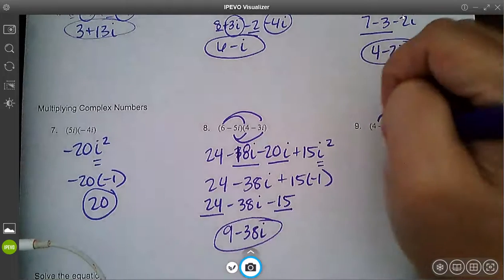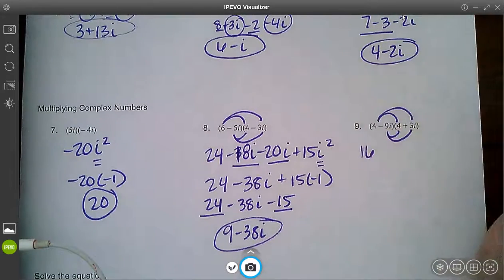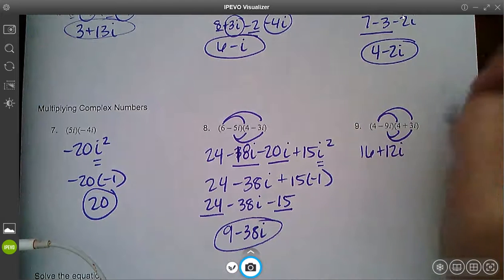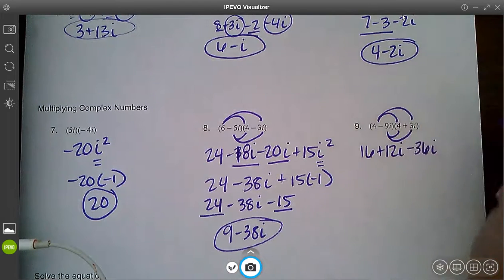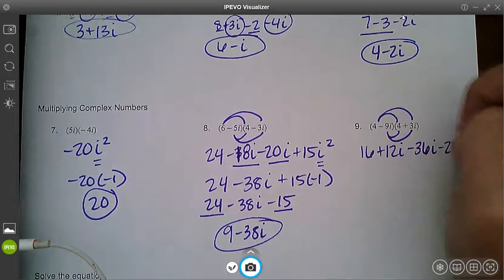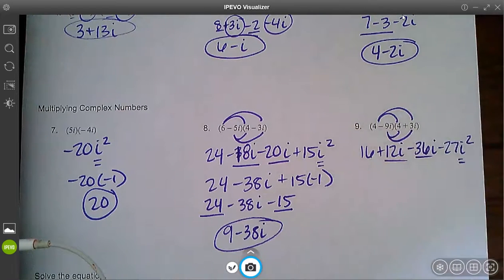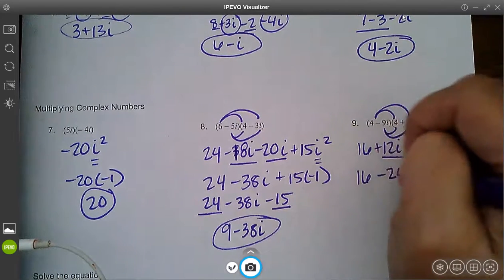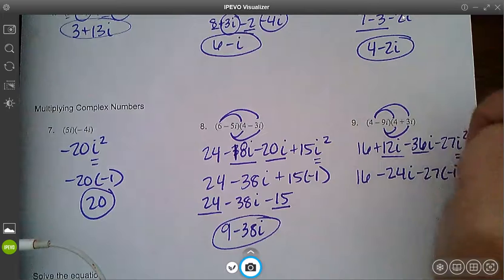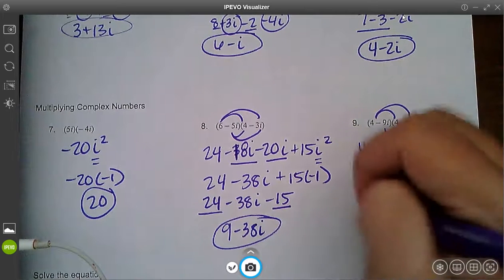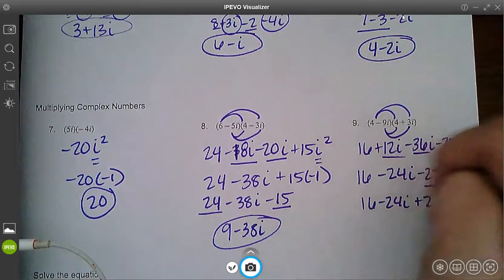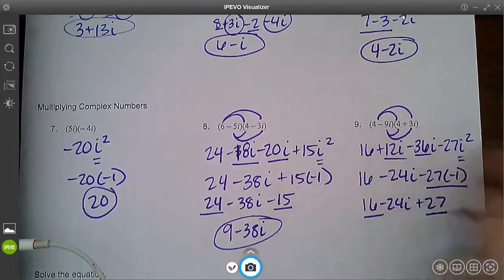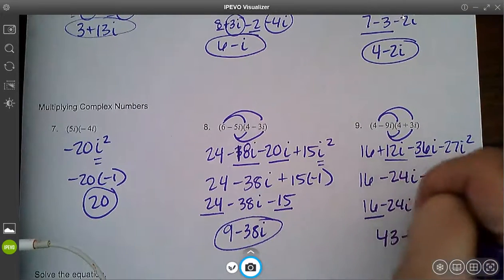Same thing on the next one. 4 times 4 is 16. 4 times 3i is 12i. -9i times 4 is -36i. And -9i times 3i is -27i squared. Combine your like terms and change your i squared. You have 16 minus 24i minus 27 times -1. Simplify that. 16 minus 24i plus 27. And then combine those like terms, and you have 43 minus 24i.